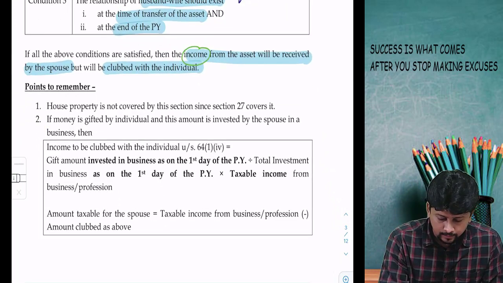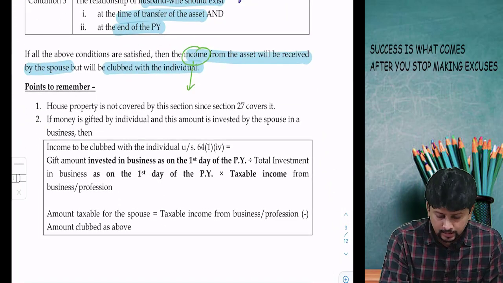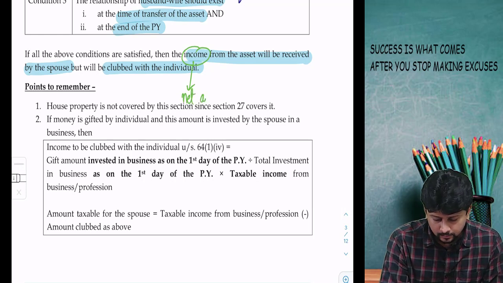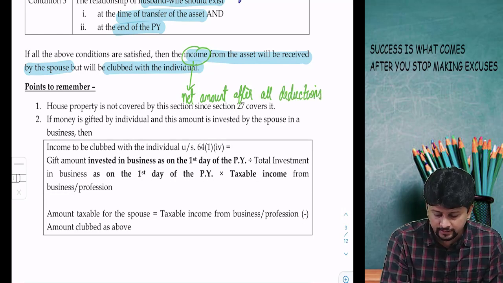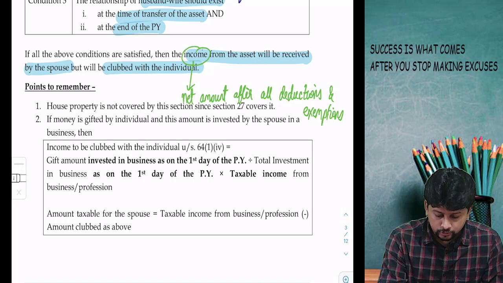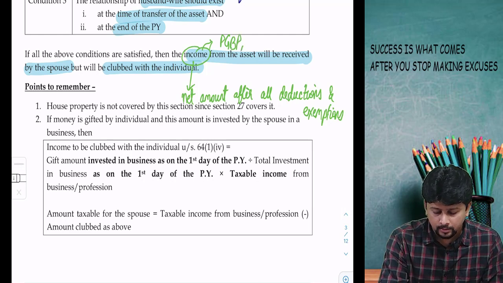When you say income, the word income means the net amount after all deductions and exemptions that will be possible under a particular head of income. And also remember that when I'm talking about income, I am talking about PGBP as the head, capital gain as the head, IFOS as the head.